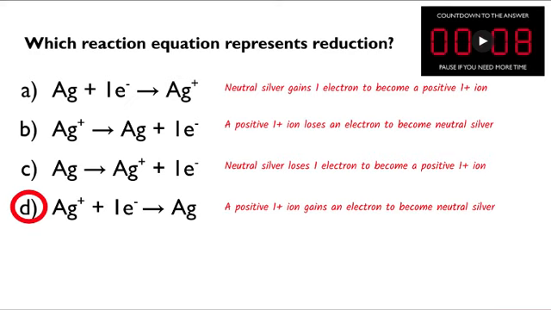Reduction in this case would be a 1 plus ion gaining an electron to become neutral silver. Again, picking through these questions, looking very closely at where the charges are, where the electrons are located, where the reaction arrow is located is key here. And this does take some practice.